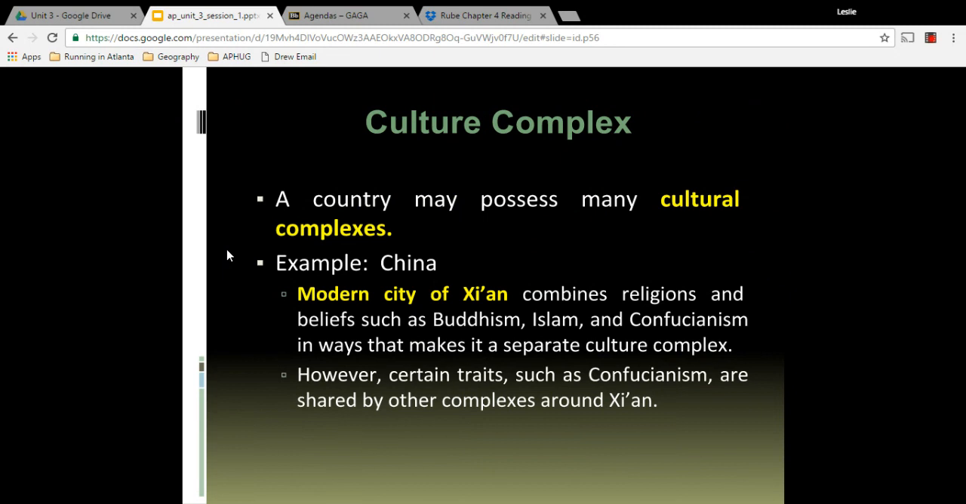And a country may possess many cultural complexes, and we see this in China. In the modern-day city of Xi'an, you see a combination of religions and beliefs such as Buddhism, Islam, and Confucianism in ways that makes it a separate culture complex. However, certain traits such as Confucianism are shared by other complexes around the city.